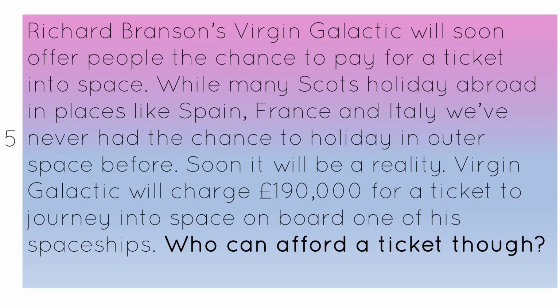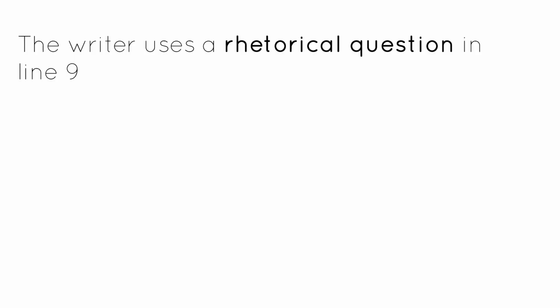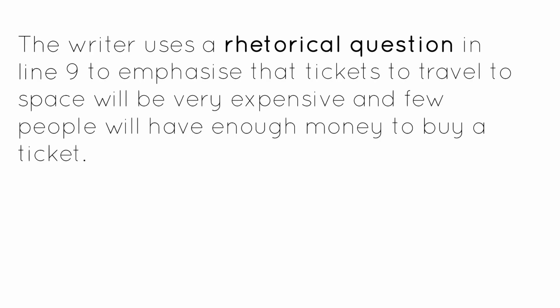But in this case, we're going to assume that the next paragraph just moves on to a different part of the argument. In that case, we've got your classic rhetorical question. And the answer will look like this. The writer uses a rhetorical question in line 9, 1 mark for that part. And for the second mark, to emphasize that tickets to travel to space will be very expensive and few people will have enough money to buy a ticket.